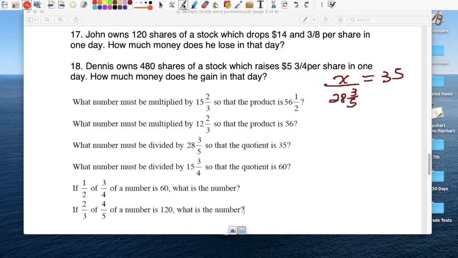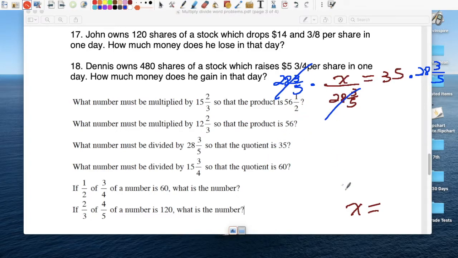So to solve, I'm going to use this version. It's much easier. So remember, our goal here is to isolate x, to leave x by itself. In order to do that, we have to get rid of this 28 and 3/5. What we do here is multiply both sides by 28 and 3/5. Remember, can I simplify this one with this one? I can definitely do that, right?